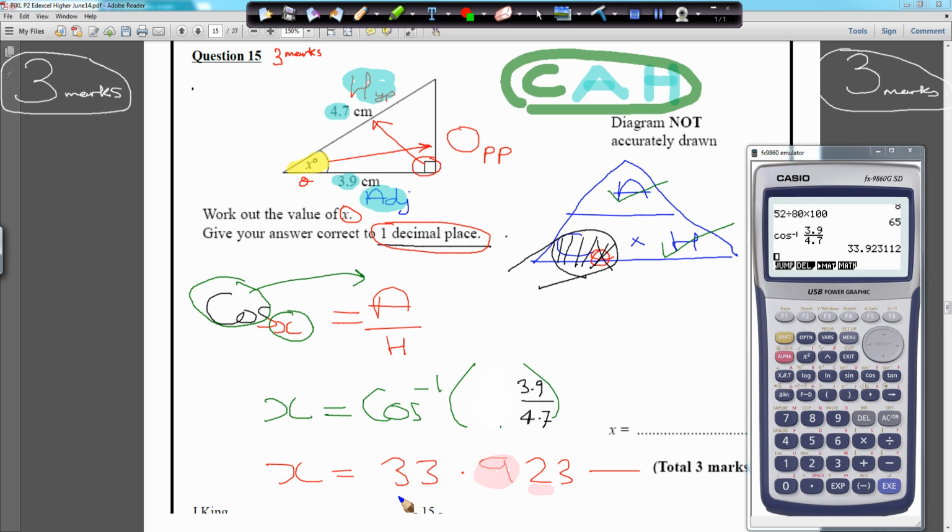So our final answer is going to be, let me just write it to the side a bit. We have 33.9 is our answer for this, because we have to stop there at 1 decimal place. So that's our answer. We can copy that over here. So x is equal to 33.9 degrees.